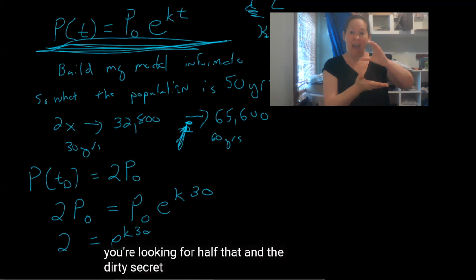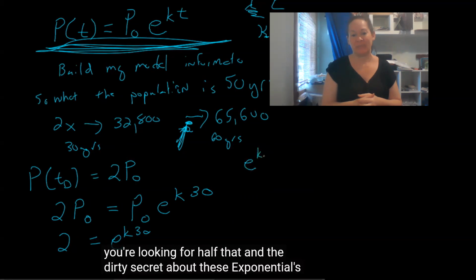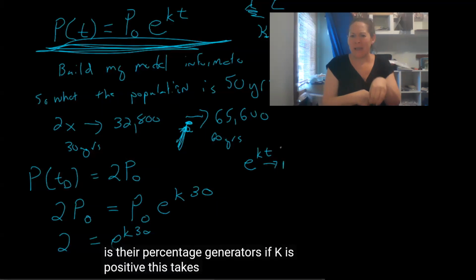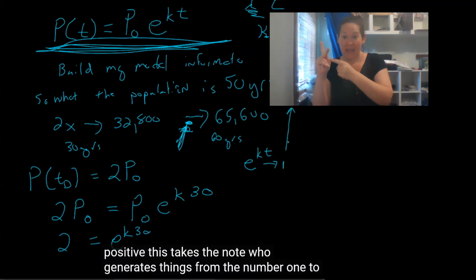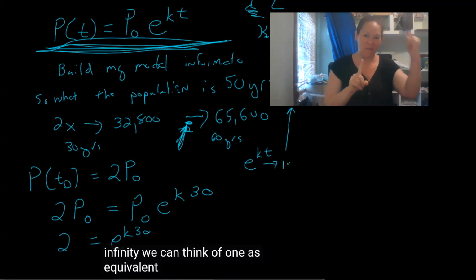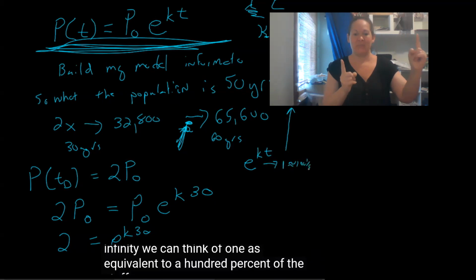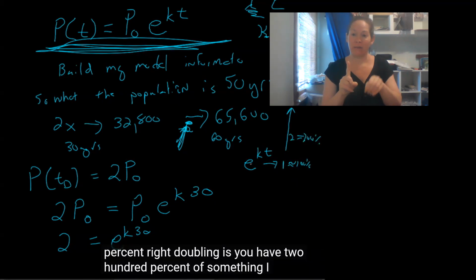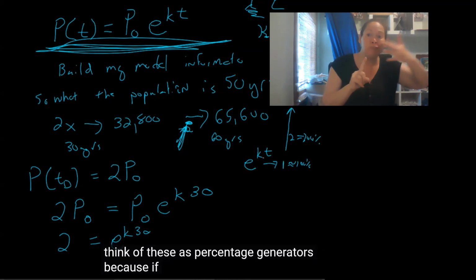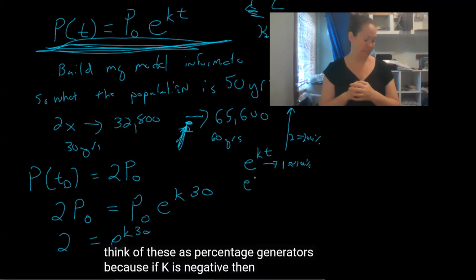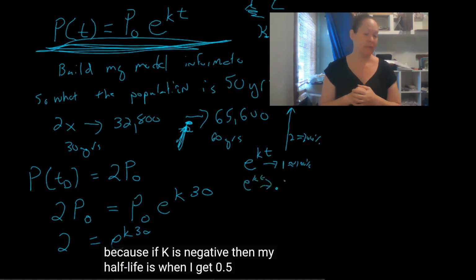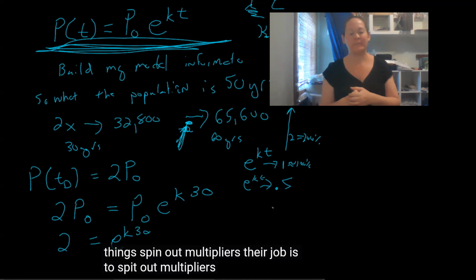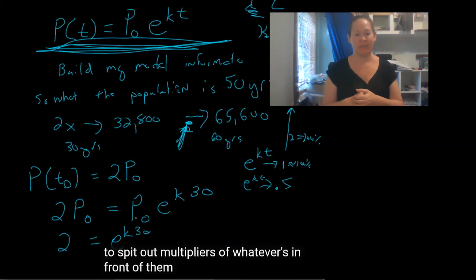And the dirty secret about these exponentials is they're percentage generators. If k is positive, this generates things from the number 1 to infinity. We can think of 1 as equivalent to 100% of the stuff. And 2 would be 200%, right? Doubling is you have 200% of something. I kind of think of these as percentage generators. Because if k is negative, then my half-life is when I get 0.5. And so these things spit out multipliers. Their job is to spit out multipliers of whatever's in front of them.